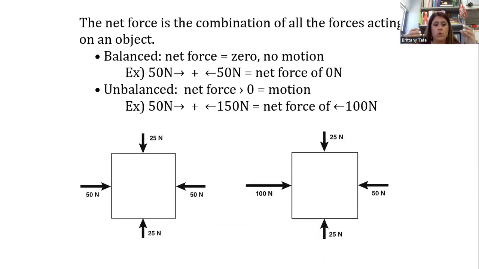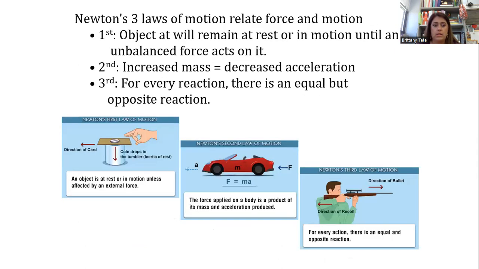And then net force. Remember, if they're working together and it equals 0, balanced. If one is more than the other, net force is more than 0, it is unbalanced. And then these are the 3 laws.